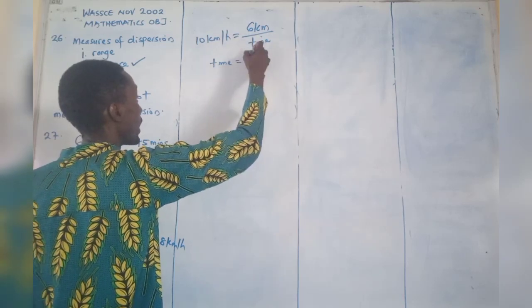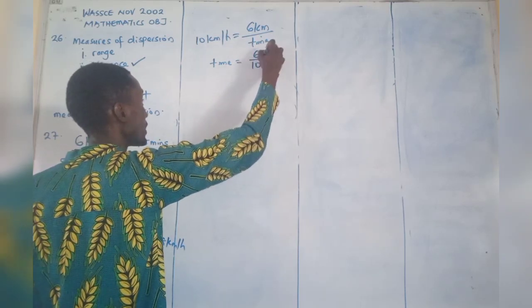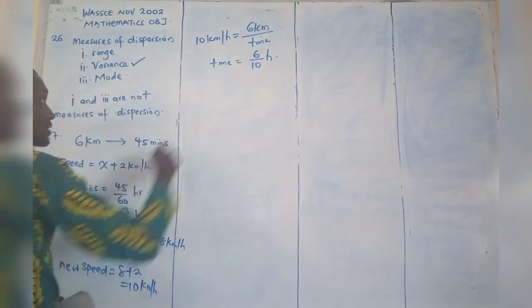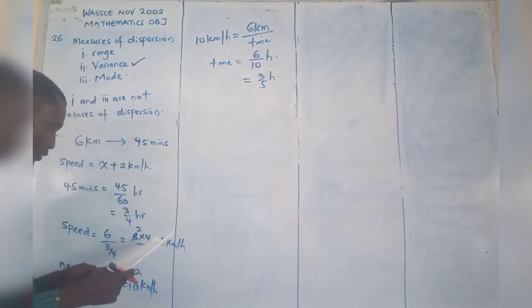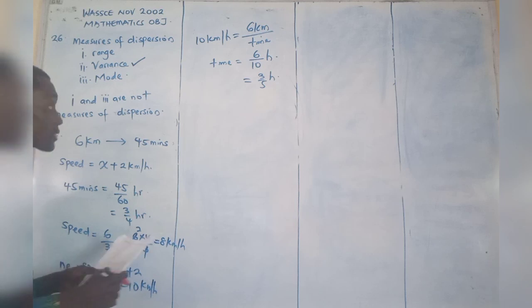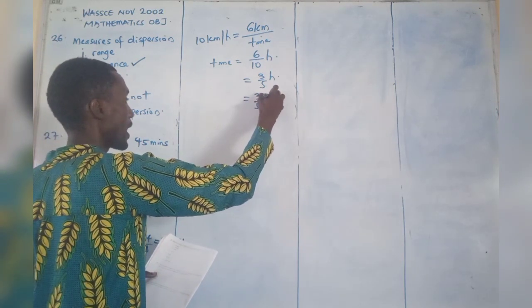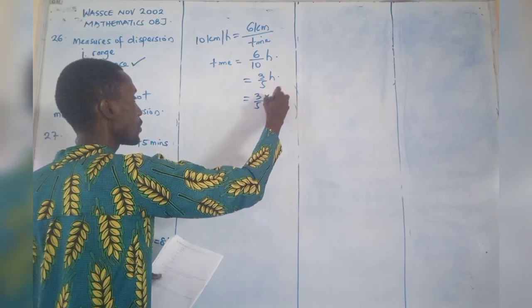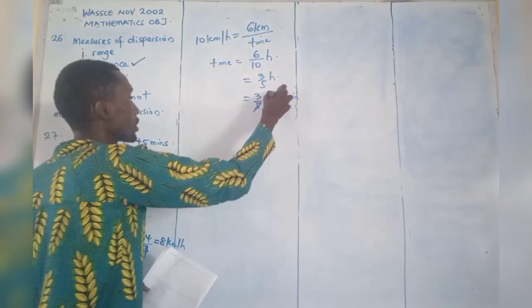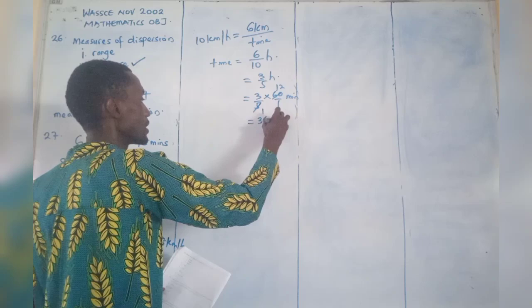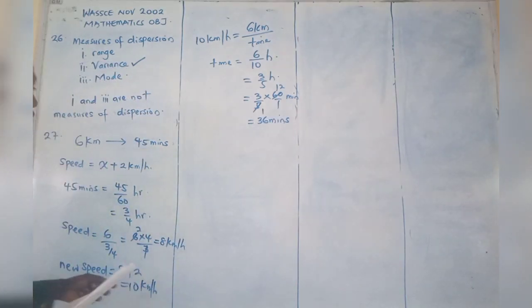It will be 6 divided by 10 in hours, which will be what? 3/5 hours. Now, 3/5 can be converted to minutes. That will be 3/5 times 60/1 in minutes, because the answer given to me here is what? Minutes. This will give me 36 minutes. So what is tested here is what is called indirect proportion. That is, the distance remains the same.